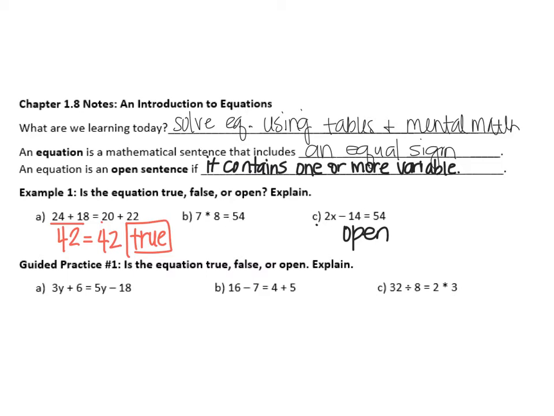B, 7 times 8 is 56. That does not equal 54. So that is a false equation.